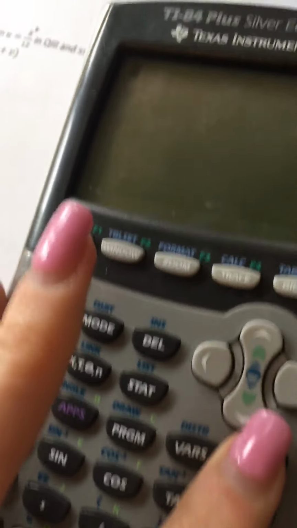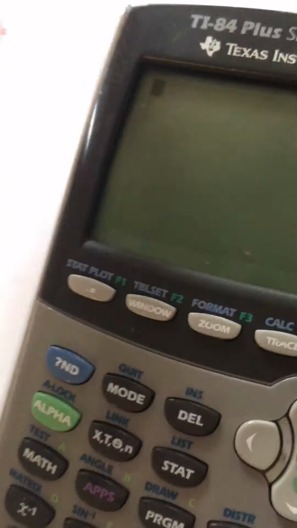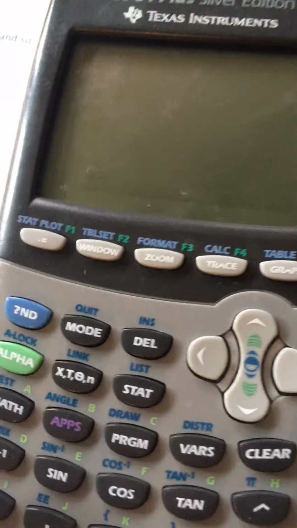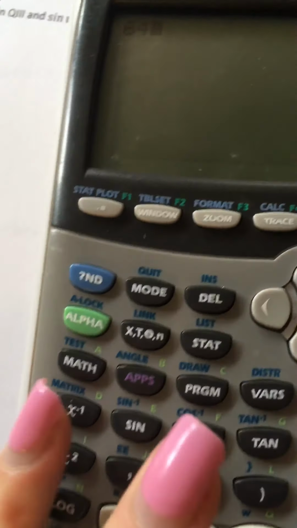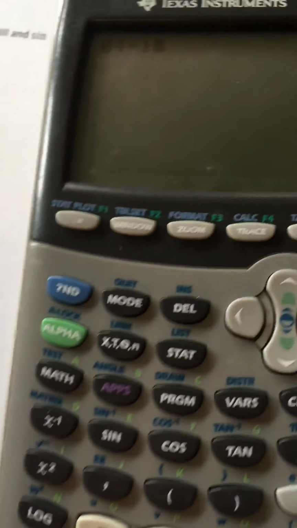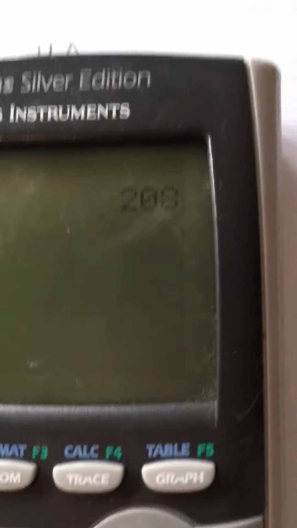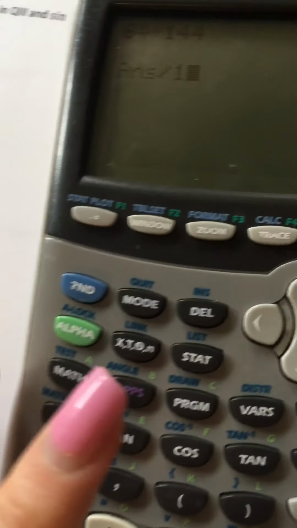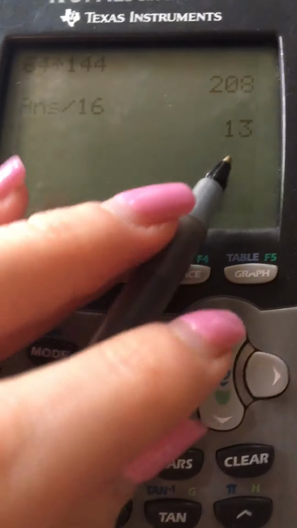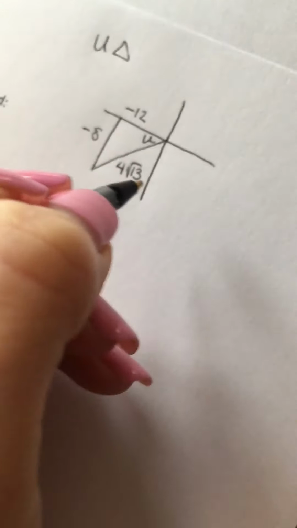All right, so, okay. Calculator's a little dusty. All right, so I'm going to find the hypotenuse. We have 8 squared, which is 64, plus 144, 12 squared. We have 208, and that's not a perfect square, but I'm pretty sure that's divisible by 16. It is. Good. So this hypotenuse is going to be 4 root 13. So that's my u triangle.